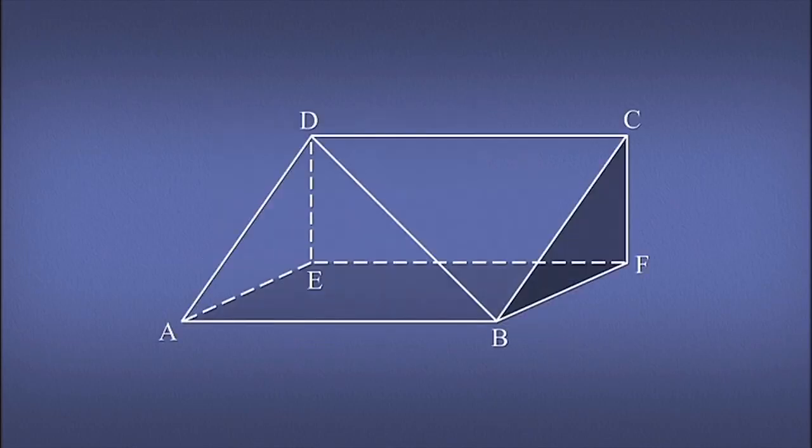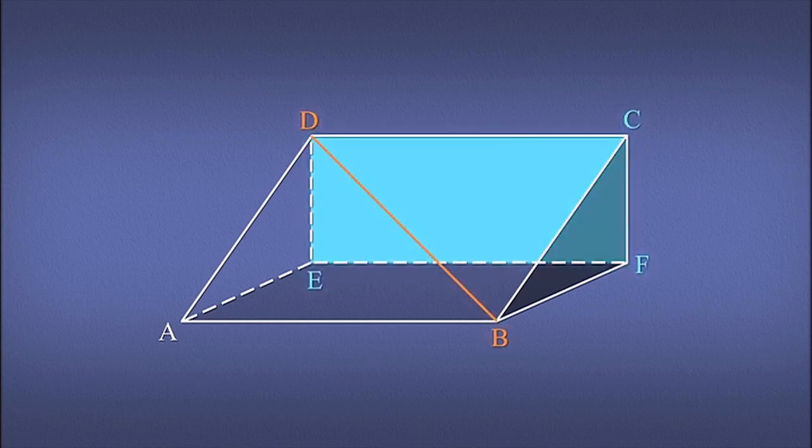Here is a right prism. What is the angle between the straight line BD and the plane CDEF? Point D of BD touches the plane CDEF. Point D is the point of intersection.